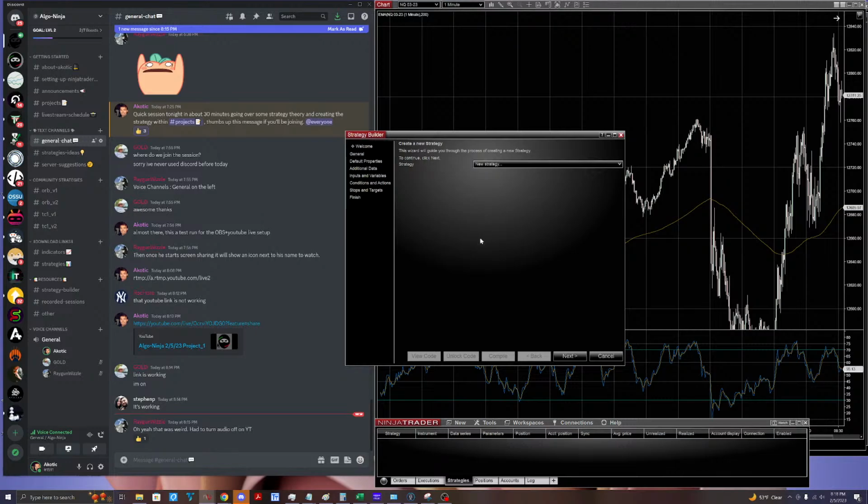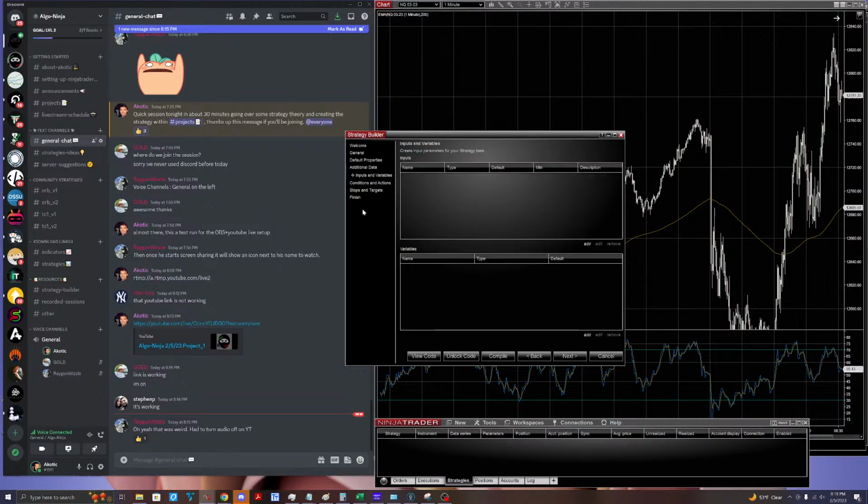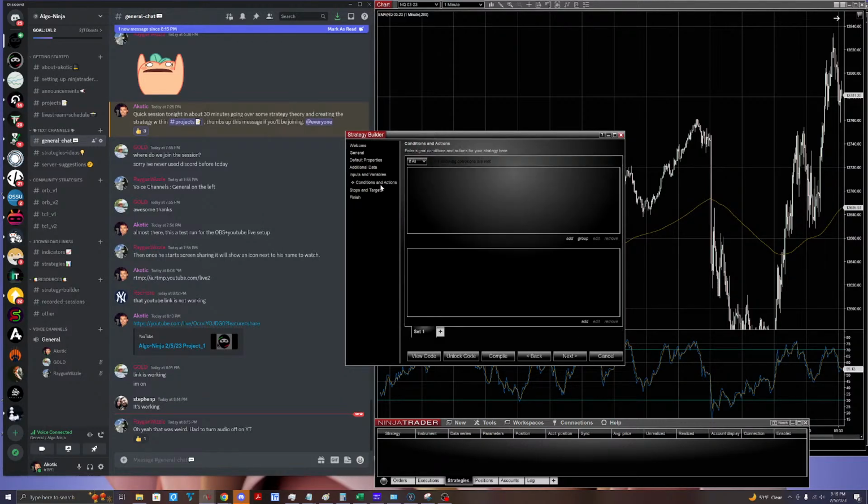So here's the builder. Here you can select your strategy. We don't have it made yet, so we just leave it as is. Go to General, and we can name it. I already have a couple that are named Project 1, so we'll just do P underscore 1. I can't do underscore in this for some reason. Okay, we'll just do P1. Default properties, we'll leave that default right now. Additional data, we can skip that. Inputs and variables, we can skip that. And then we get to conditions and actions.